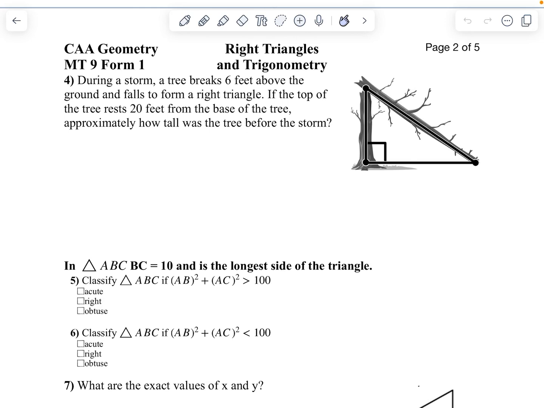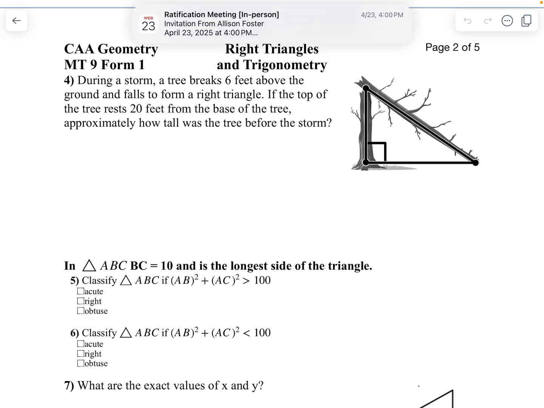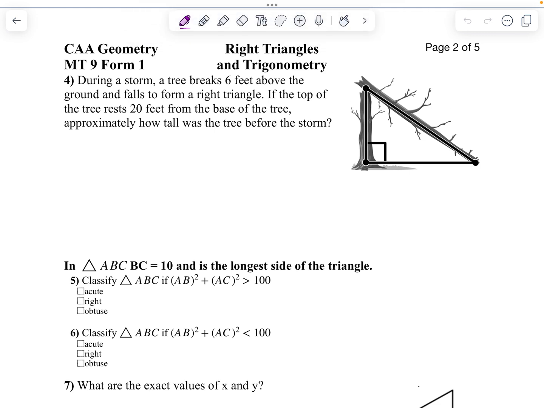On question number 4, we've got this problem where a tree breaks 6 feet above the ground, and if the top of the tree rests 20 feet from the base, so here's 20 feet, I want to know how tall the tree was. So I want to find the hypotenuse.